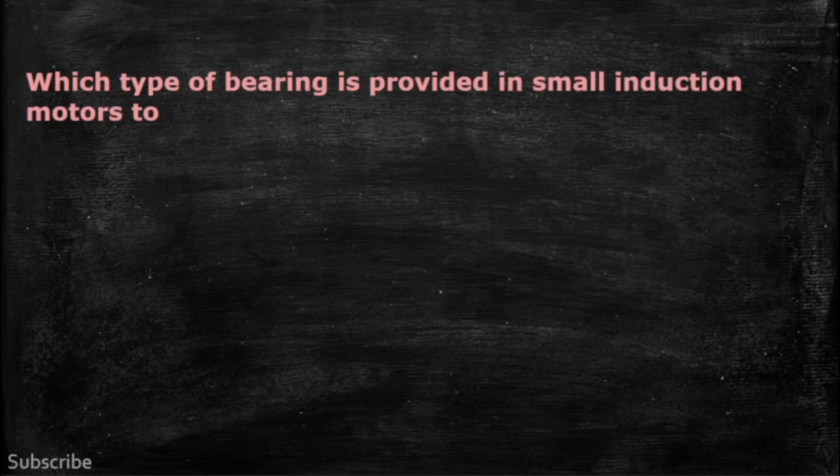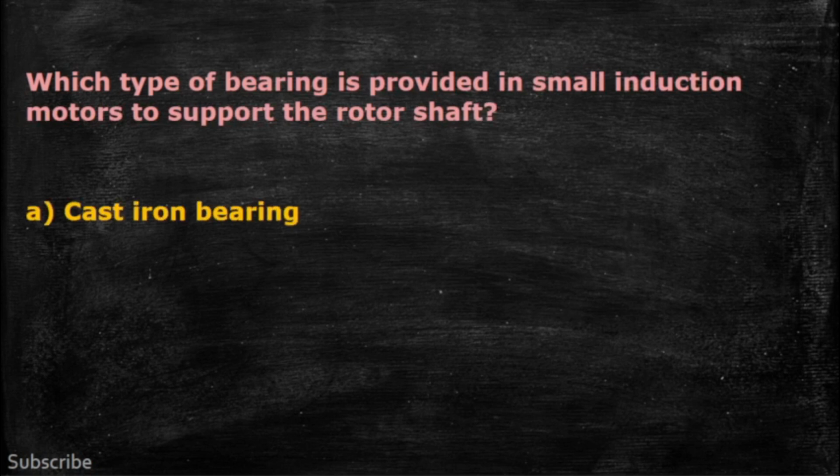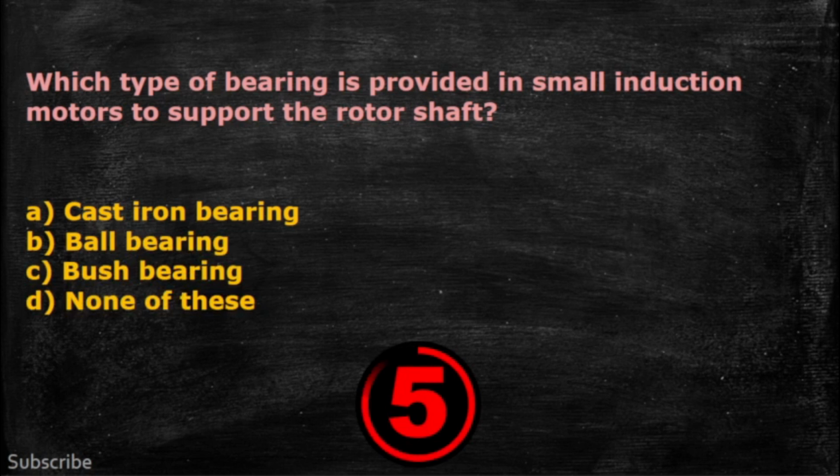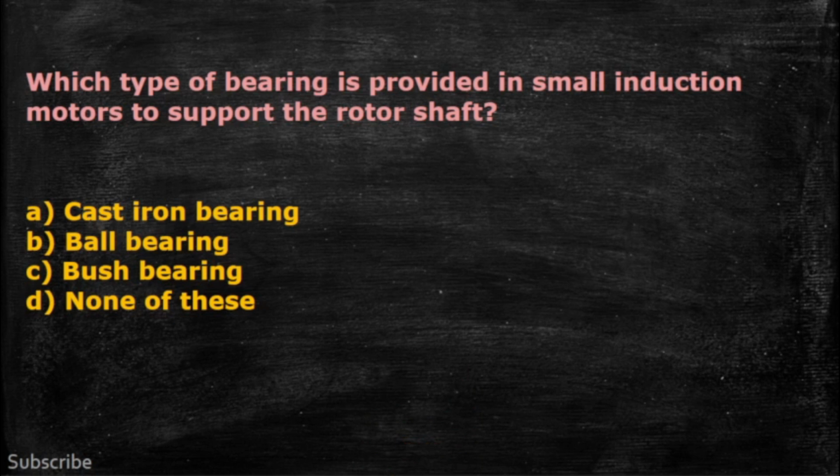Question number 21. Which type of bearing is provided in small induction motors to support the rotor shaft? A. Cast iron bearing, B. Ball bearing, C. Bush bearing, D. None of these. The correct answer is letter B. Ball bearing.